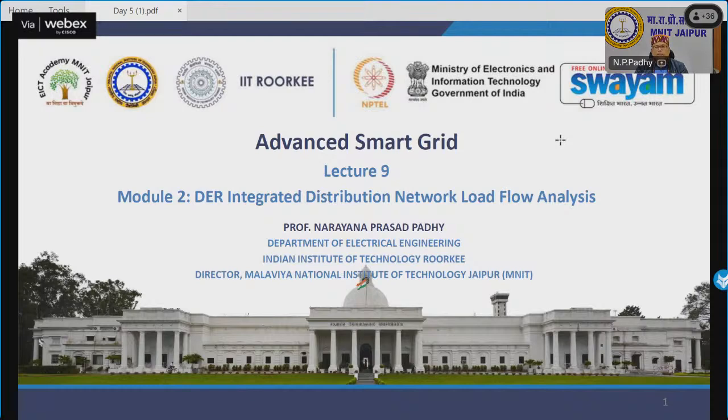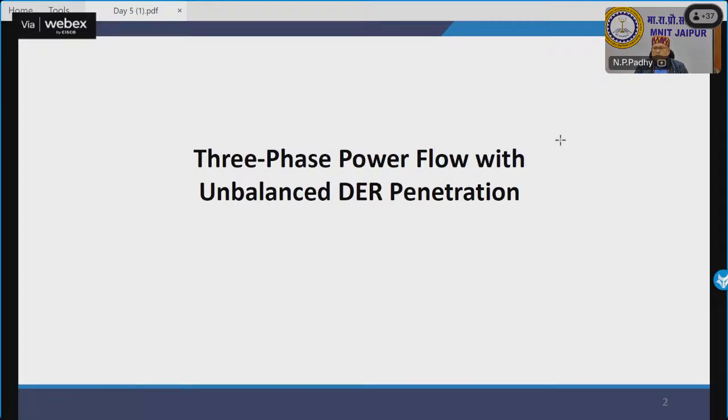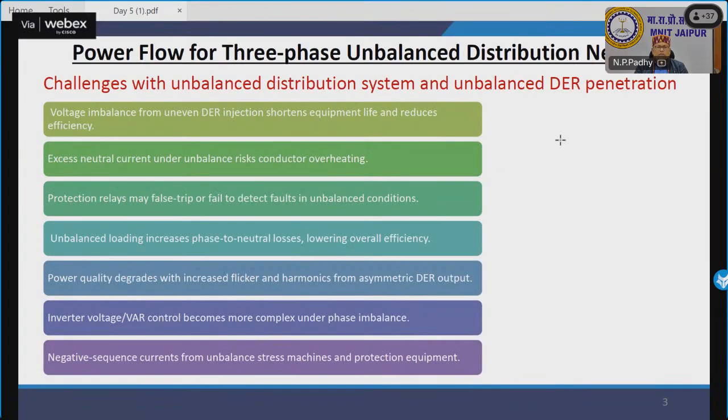Network load flow analysis. In the past, we learned how to obtain the voltage solution of a distribution network using conventional techniques and non-conventional techniques, and specific to a graphical method approach, which is mainly a non-conventional approach. Now, there are a few challenges with unbalanced distribution systems and unbalanced DR penetration. Voltage imbalance from uneven DR injection shortens equipment life and reduces efficiency.